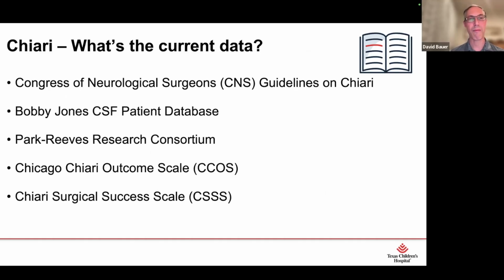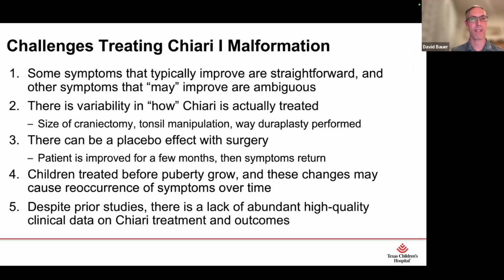And then there are a couple outcome and success scales that are trying to better quantify these variations in symptoms to see whether there are different types of Chiari-1 malformation, and so they should all be treated differently. So that is why those outcome measures have been proposed.